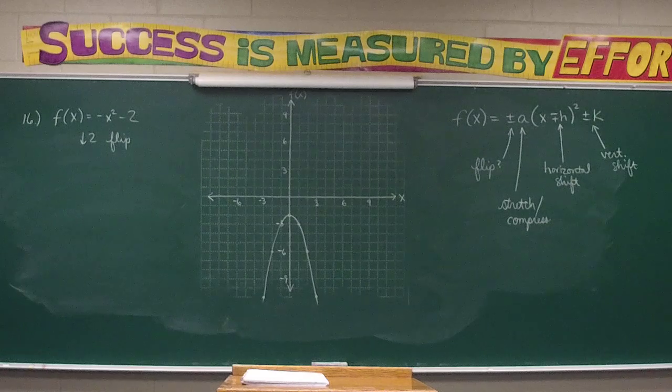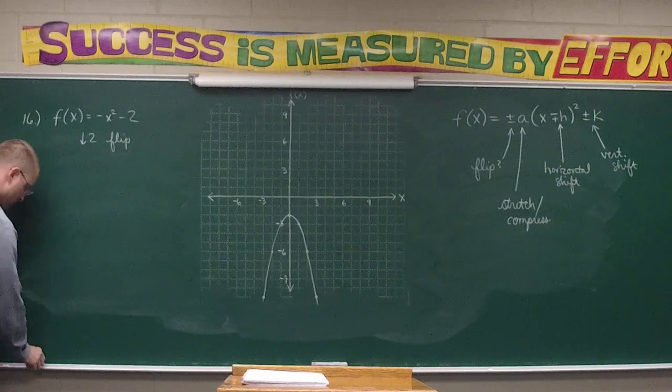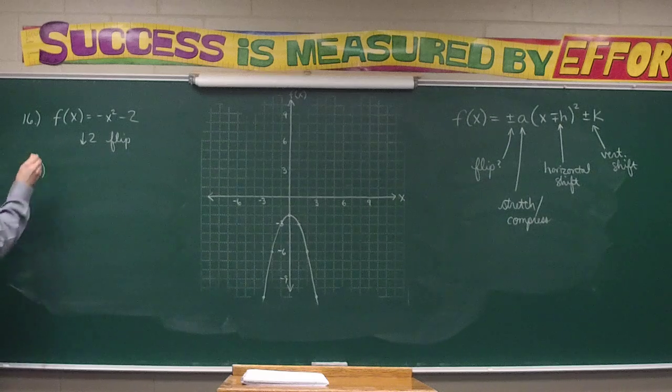All right, how many have that? You went down 2 and you flipped it. All right, do number 18. Number 18. Might be able to use the same graph grid.